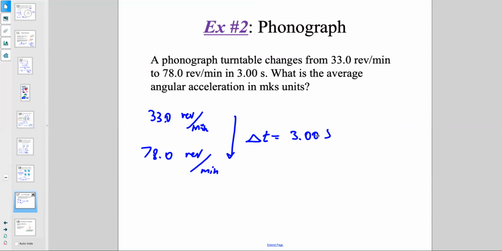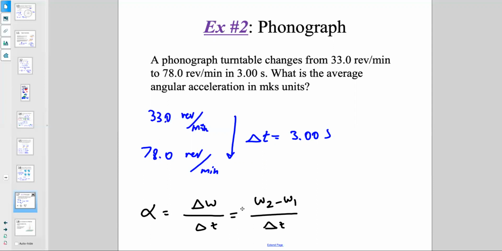What's the average angular acceleration in MKS units? And MKS is just the SI units, right? Meters, kilogram, and second for time. So in other words, we are looking to find alpha. Alpha is delta omega over delta t, okay? And delta omega is omega 2 minus omega 1. And they are both positives. So I do care about them being a vector, but here they're both positives and they're in the same direction.